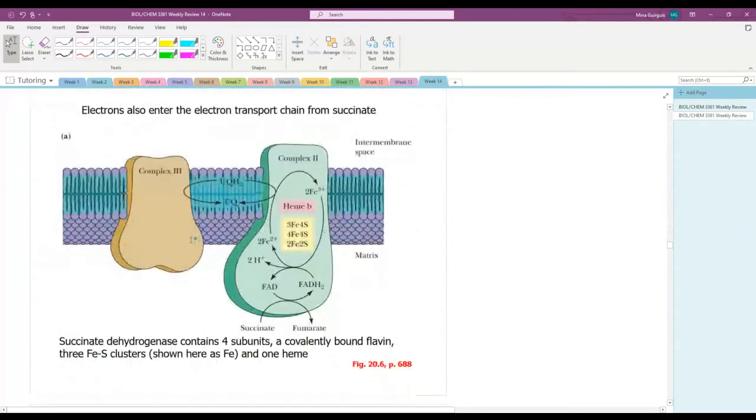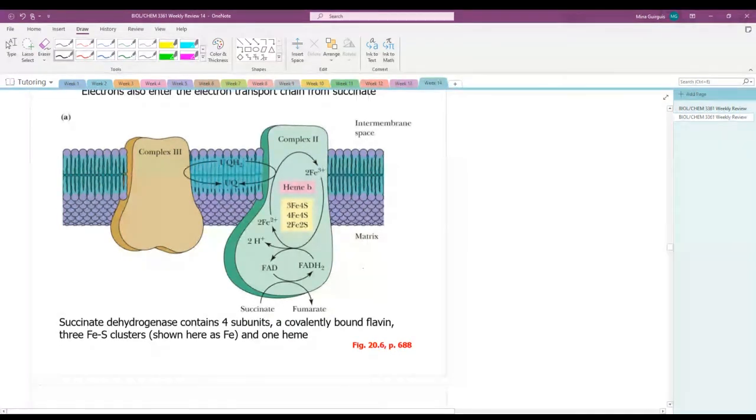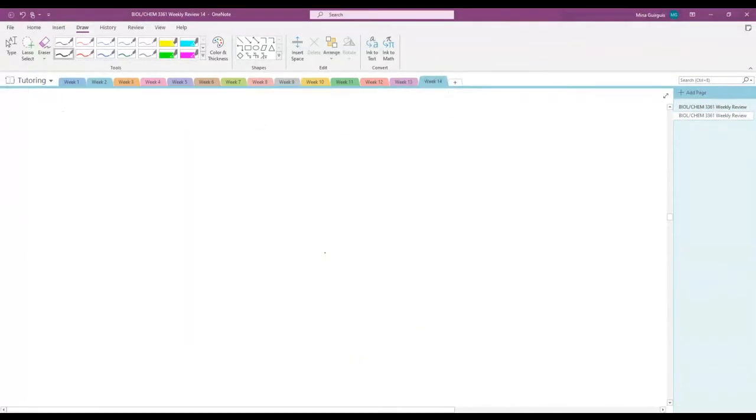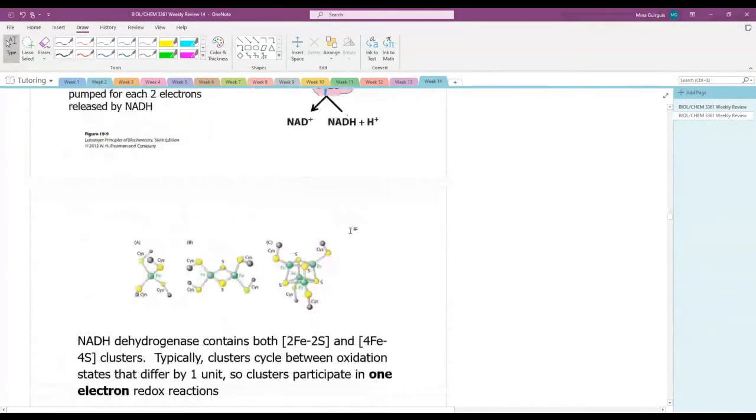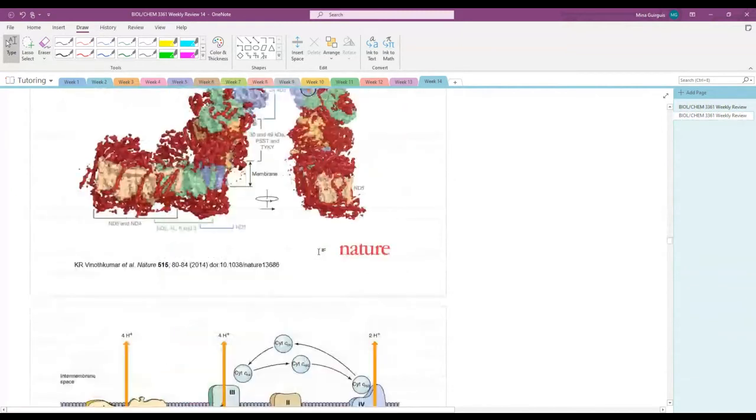Complex. Okay, yes. So this is the talk about complex 2 now. Succinate dehydrogenase, FADH and FAD are not on the outside like they were for complex 1. Excuse me, I don't know why it just dropped me all the way back there, but I can kind of point it out here now.